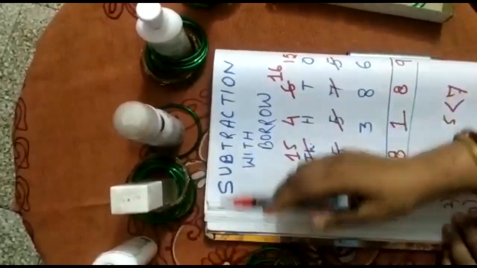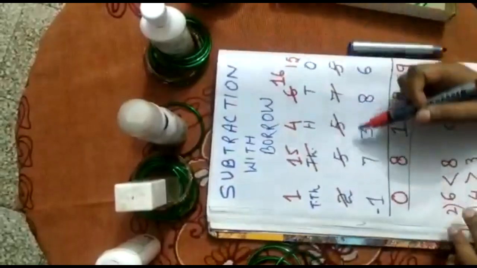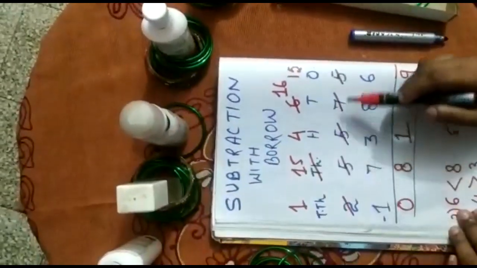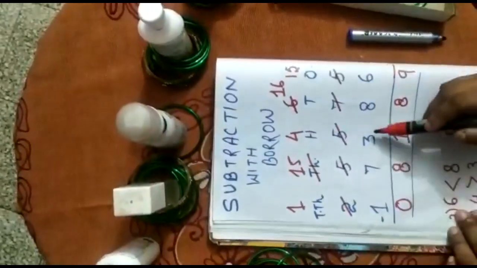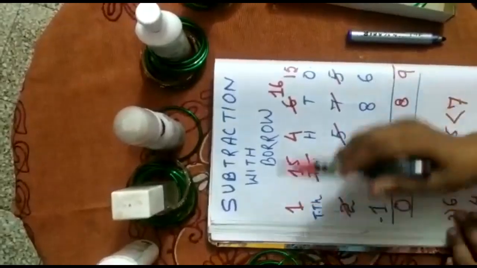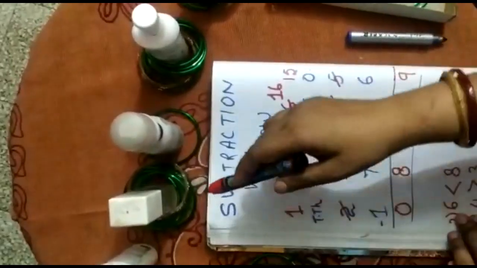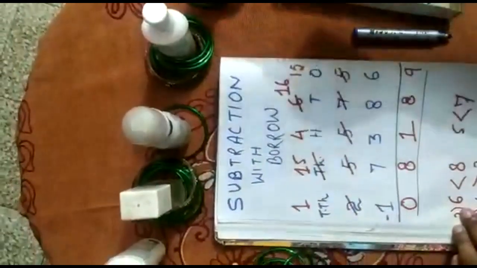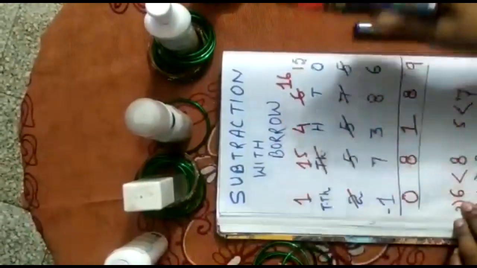So what does this abacus show? This shows the difference between 25,575 and 17,386. So what is the difference? The difference is 8,189. So this is the answer.